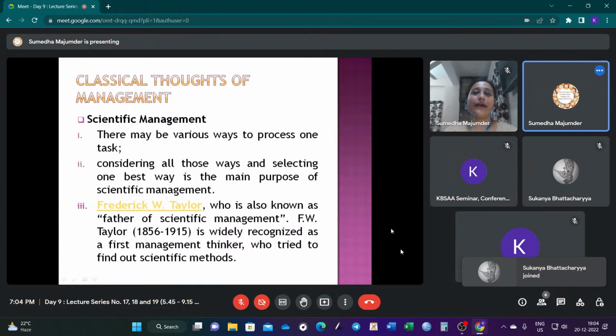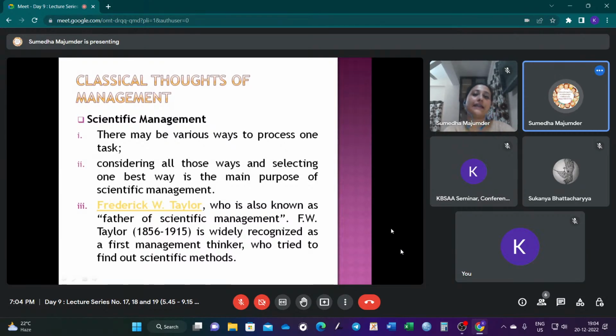In our syllabus, we have two basic approaches: Taylor's scientific thoughts of management and Fayol's administrative or functional thoughts of management. First of all, the name of the developer or contributor of this scientific thoughts of management is important from our exam point of view. That is Frederick W. Taylor. Taylor is also known as the father of scientific management.